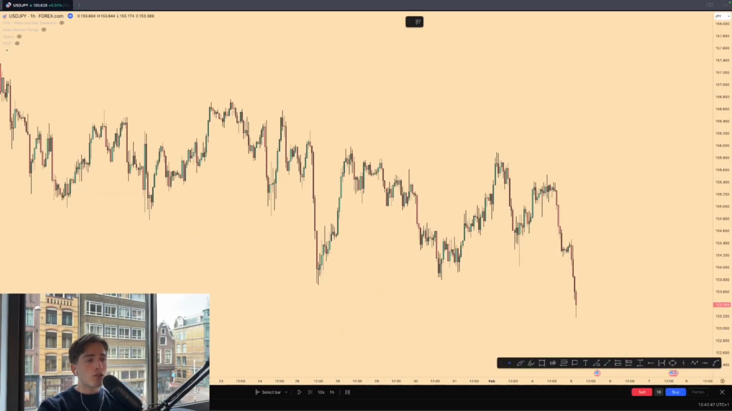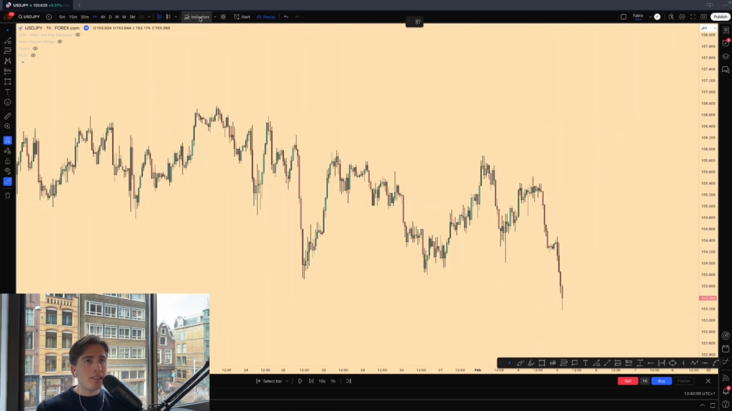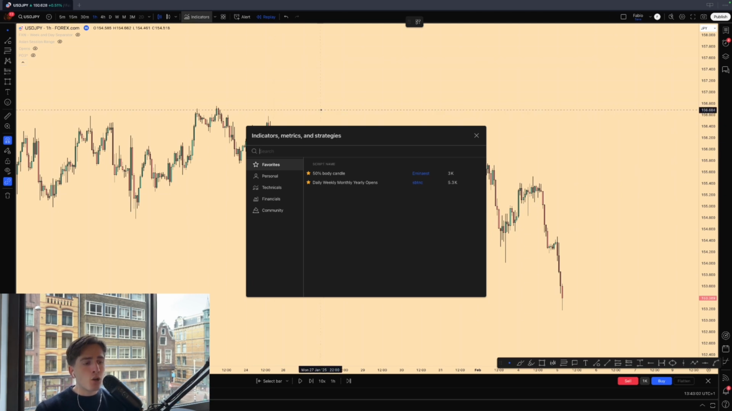Alright guys, so we're here on dollar yen for December, January and February of 2025, and by simply watching this video you will understand exactly how to identify supply and demand yourself. So as I mentioned, there are two ways to identify these zones, and we're going to start with the easiest way, which is simply based on an indicator called the 50% body candle by Emmy Nuss. This indicator has around 3,000, I think these are likes or users.